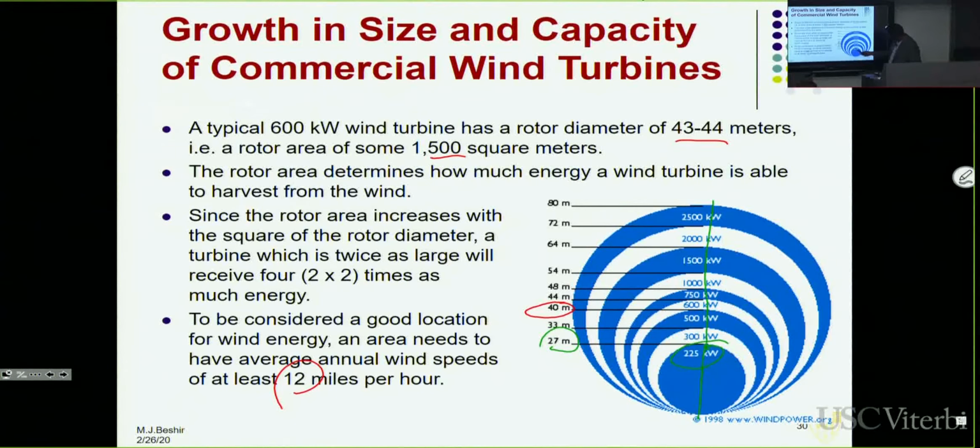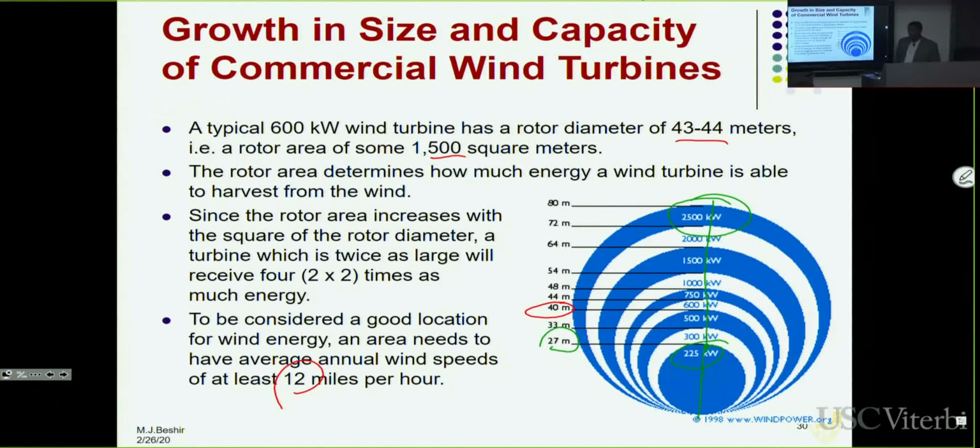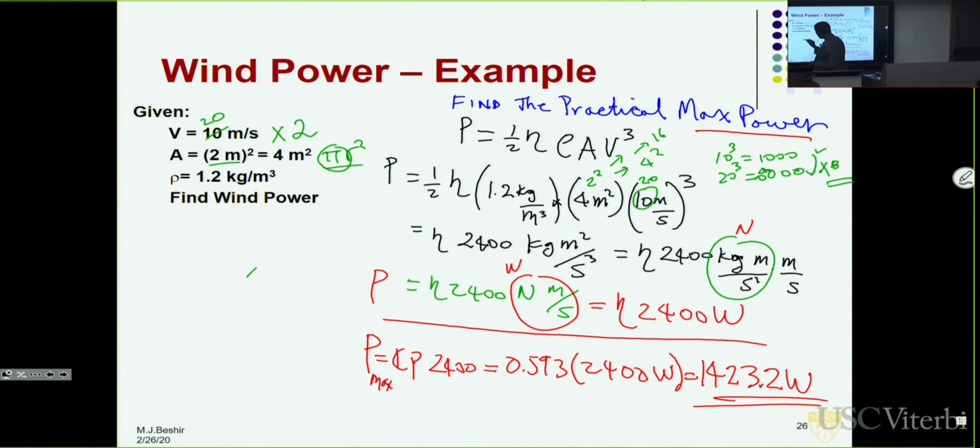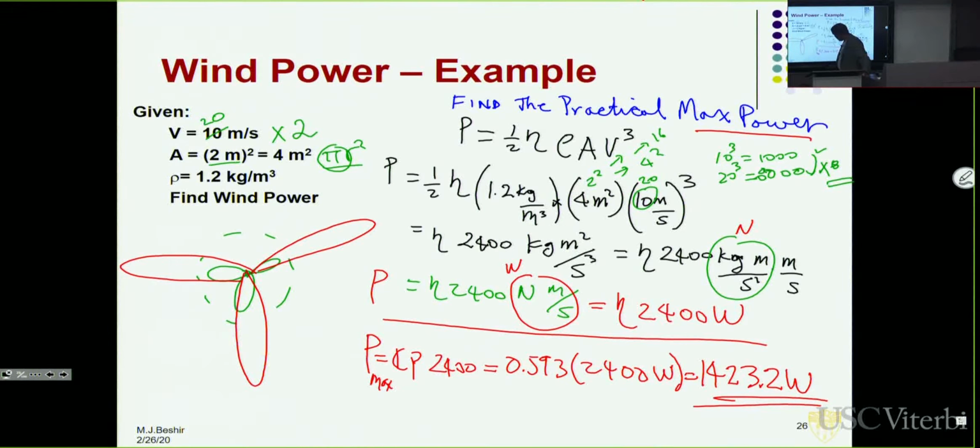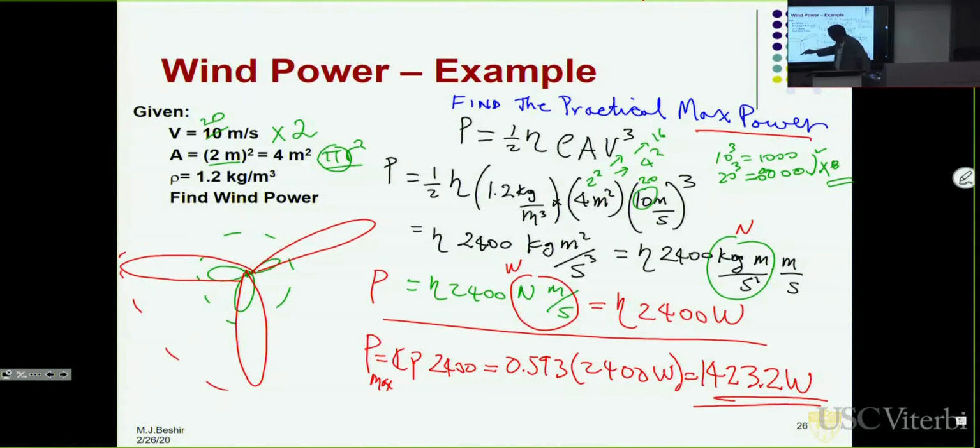Okay, I'm going from 225 kilowatts to 300, and just by increasing from here to here, I get really an order of magnitude increase, going from 225 kilowatts to 2,500 kilowatts. So if this is my wind turbine, this is the associated area for that. The larger I can make it, the more advantage I will get, isn't it?